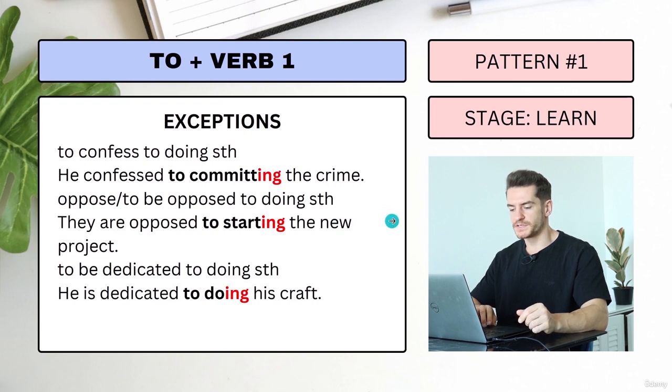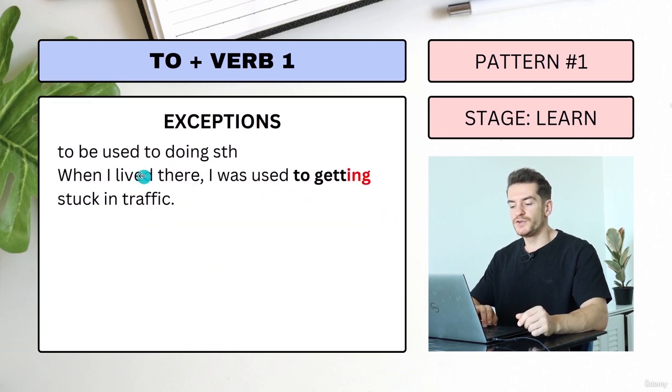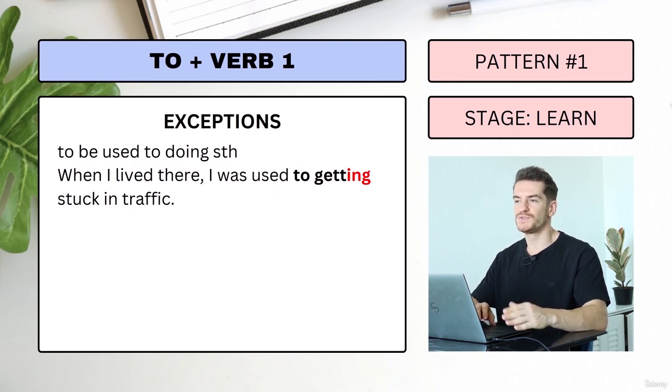Okay, two more exceptions. To be used to doing something. If you are used to doing something, that means you have done that thing many times and it's normal for you. So an example, when I lived there, I was used to getting stuck in traffic. So again, guys, we normally say used to plus verb ing. I was used to getting stuck in traffic. I was used to eating that food. I was used to going by train.